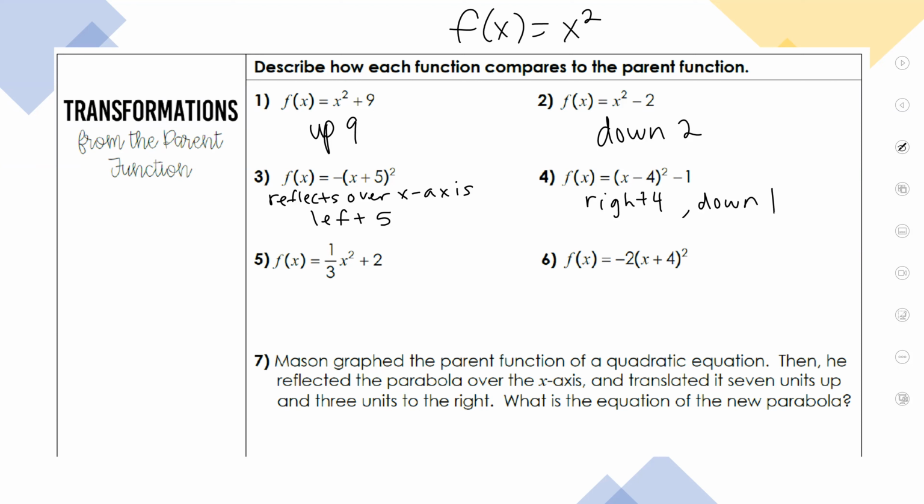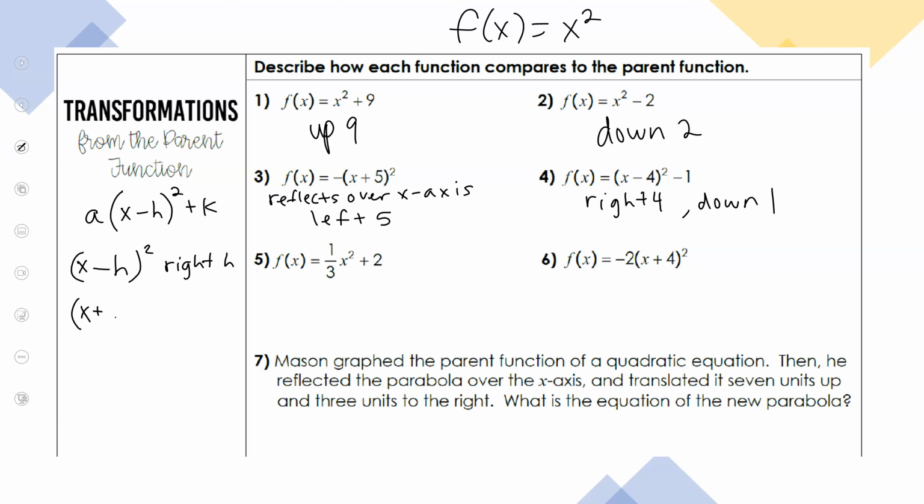So guys, if we forgot our transformations, I'm just going to write some notes over here. I'll write it like this: a(x minus h) squared plus k. If it's x minus h, that means it went to the right h spaces. And if it's x plus h, this went to the left h spaces. The k determines if it goes up or down. So if it's plus, it went up. If it's a minus, it went down.